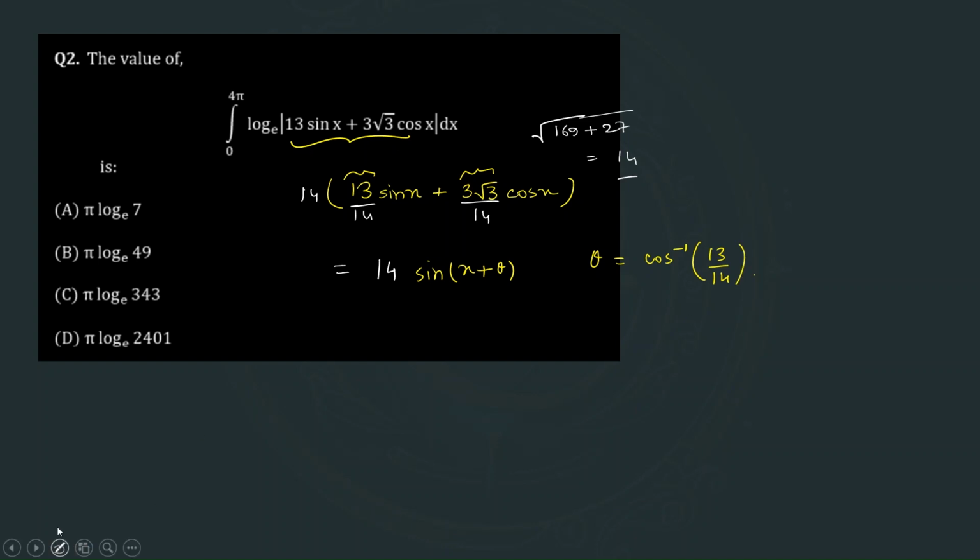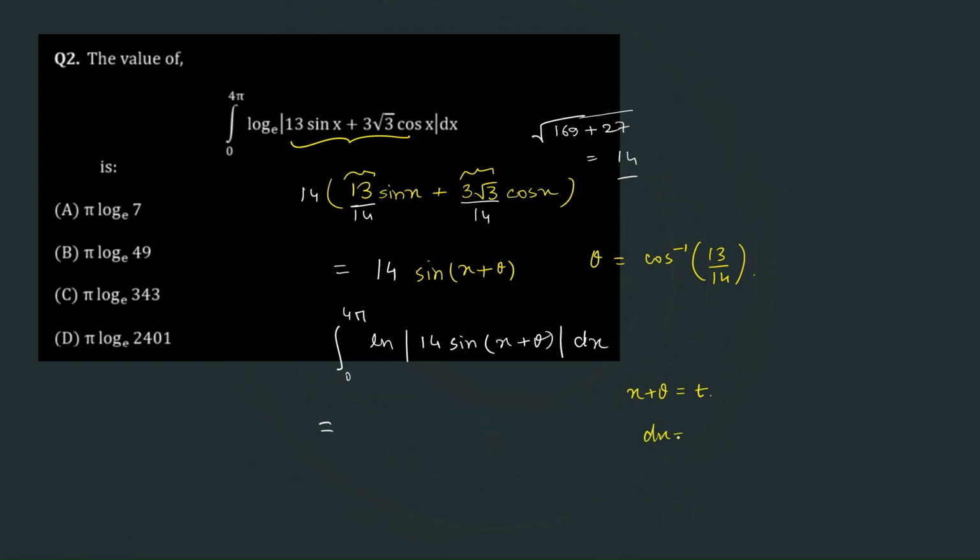So if we substitute this in the given integral, it will become integral 0 to 4 pi log of modulus of 14 sine of (x plus theta), then dx. So this will become integral. Now we can again substitute x plus theta equal to t.